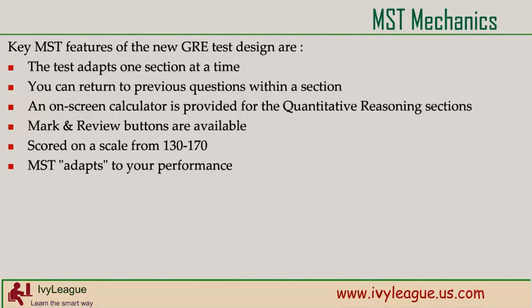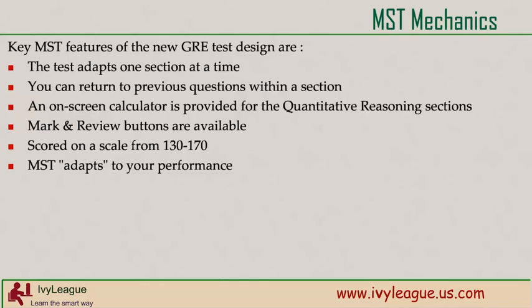The highlights of some of the key MST features of the new GRE test design are: the test adapts one section at a time, you can return to previous questions within a section, an on-screen calculator is provided for the quantitative reasoning sections, mark and review buttons are available, scored on a scale from 130 to 170. A CAT adapts to your performance, making the old GRE quite different from the traditional paper and pencil tests you've probably taken all your academic life. On a test with a CAT design, instead of having a predetermined mixture of basic, medium, and hard questions, the computer selects questions for you based on how well you are doing.